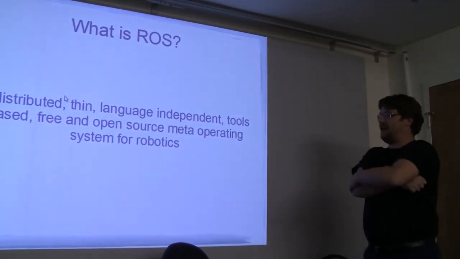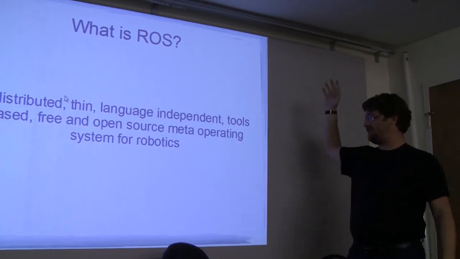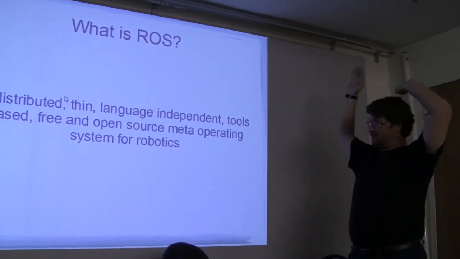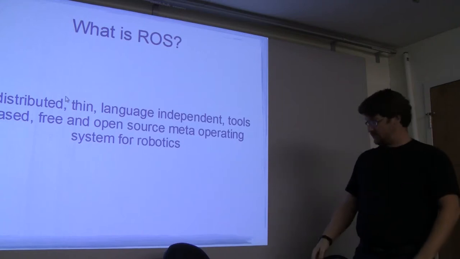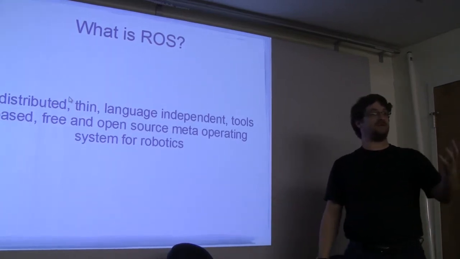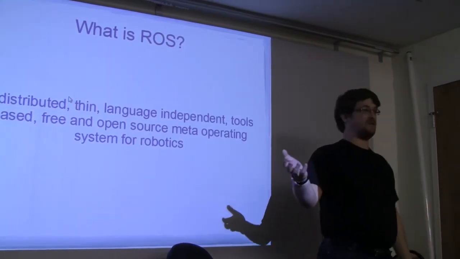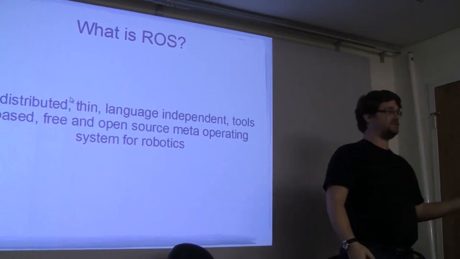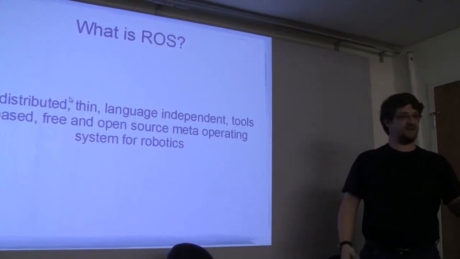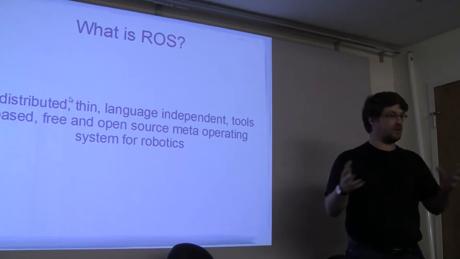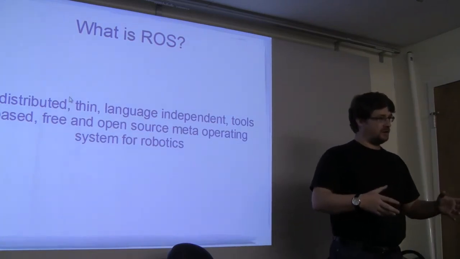So what is ROS? It's a distributed, thin, language-independent, tools-based, free and open source meta operating system for robotics. Well, that was a mouthful. Actually, what it is: you load Linux on a computer, then you load ROS on. ROS does some basic things that allow you to do more advanced robotics quicker.